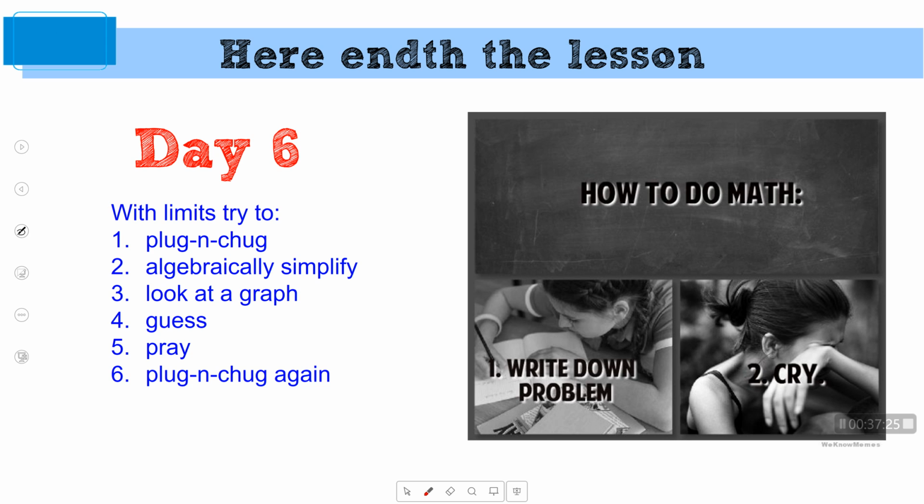All right, so review. Plug and chug. Algebraically manipulate. Plug and chug again at the end. If that doesn't work, look at the graph, guess, or pray. I forgot number 5.5 would be cheat off your neighbor.